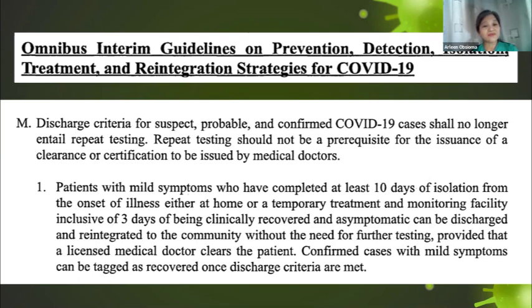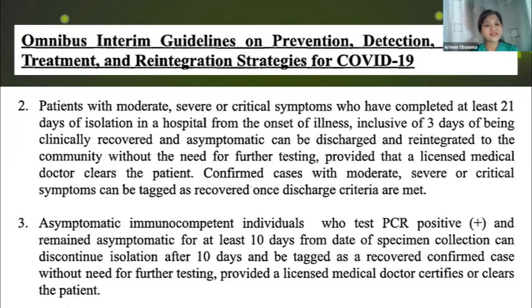So patients with mild symptoms who have completed at least 10 days of isolation from the onset of illness, either at home or a temporary treatment and monitoring facility, inclusive of 3 days of being clinically recovered and asymptomatic, can be discharged and reintegrated to the community without the need for further testing, provided that a licensed medical doctor clears the patient. For patients with moderate, severe, or critical symptoms who have completed at least 21 days of isolation in the hospital from the onset of illness, inclusive of 3 days of being clinically recovered and asymptomatic, they can be discharged and reintegrated to the community without the need for further testing, provided that, again, a licensed medical doctor clears the patient.